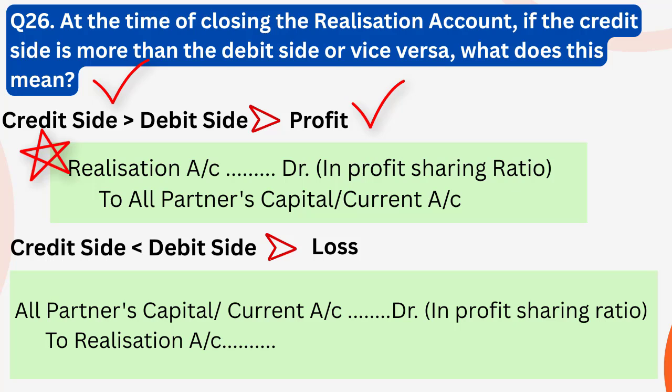While if the case is opposite and the debit is more than the credit side, it means that the firm incurred a loss while settling its assets and liabilities. In this case, the loss is to be borne by the partners. So you debit their capital or current accounts. You credit the realization account to close it off, since we are transferring the loss from realization to the partners. The entry in this case would look like this.